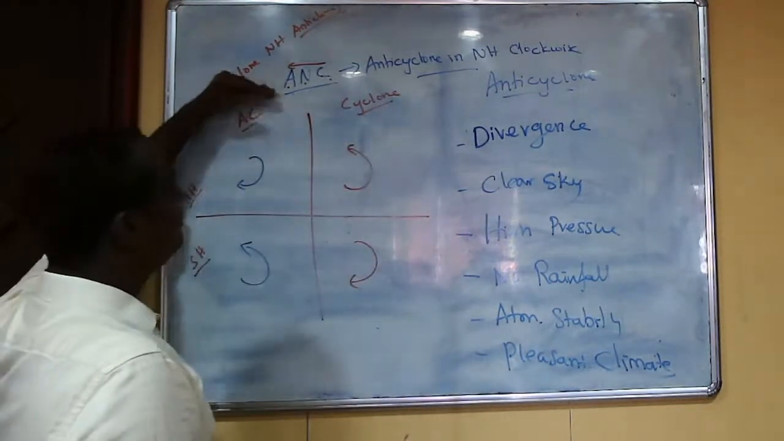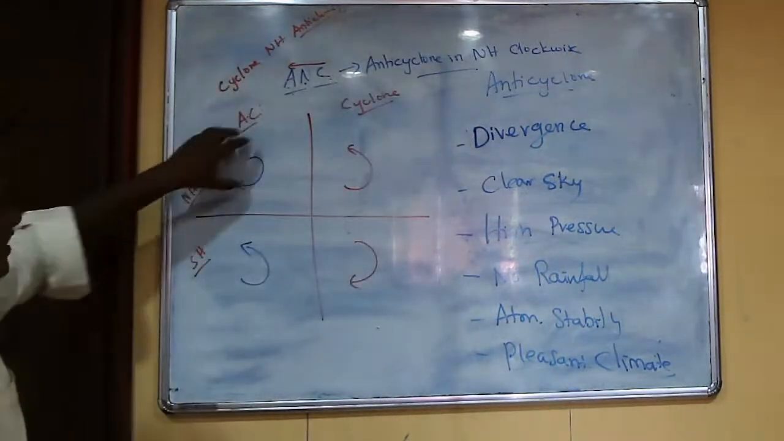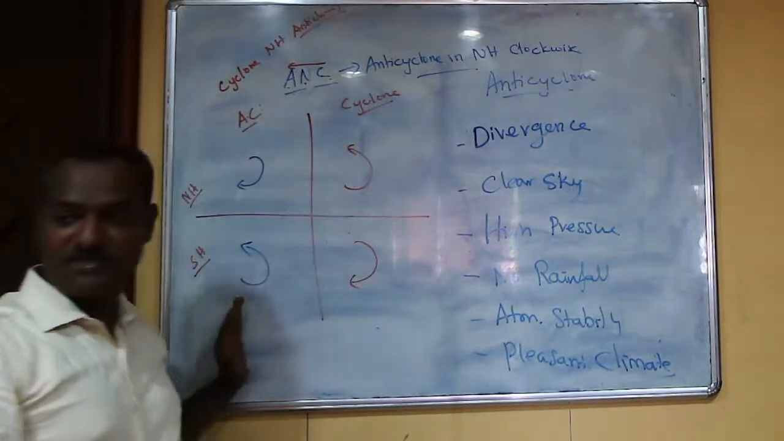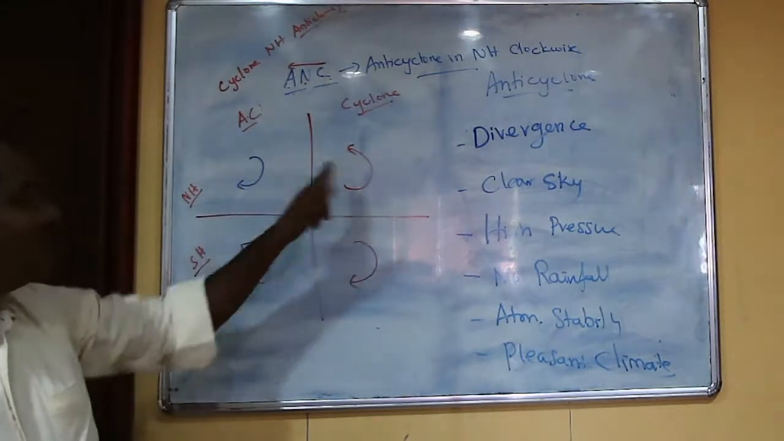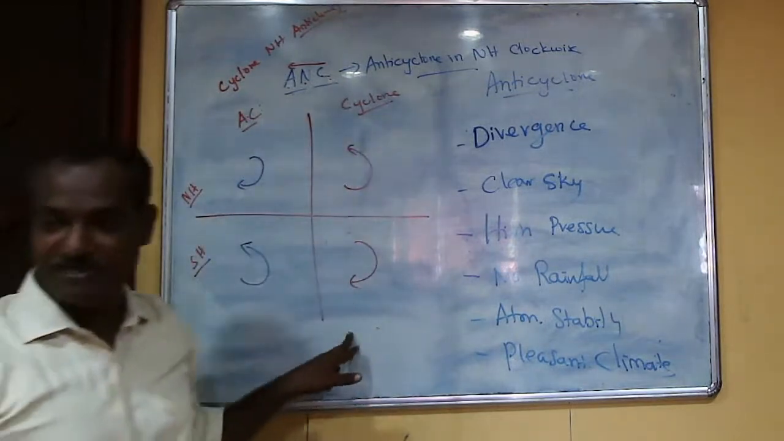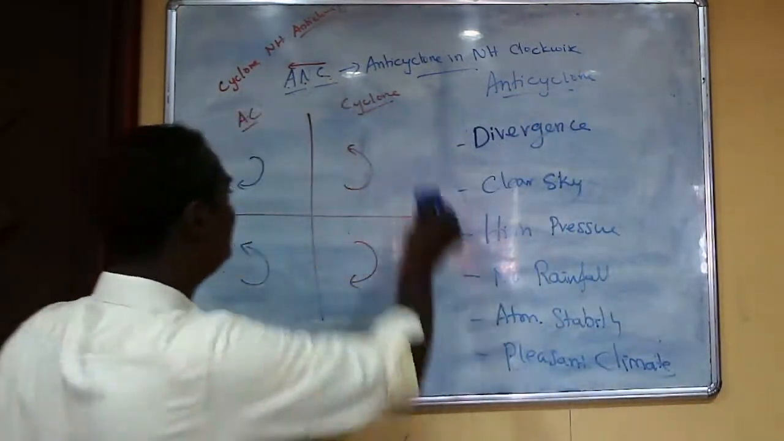Okay, so this is very important information. Anticyclone in northern hemisphere is clockwise, so it will be anti-clockwise in southern hemisphere. And the cyclone will be the opposite of this. So if this is clockwise, this will be anti-clockwise. Northern hemisphere anti-clockwise, southern hemisphere will be clockwise. Clear, guys? So the cyclone chapter is over.